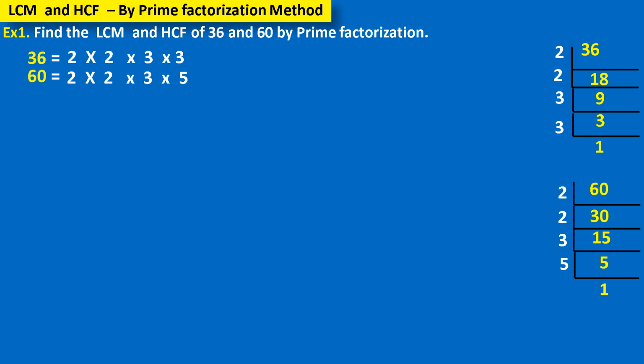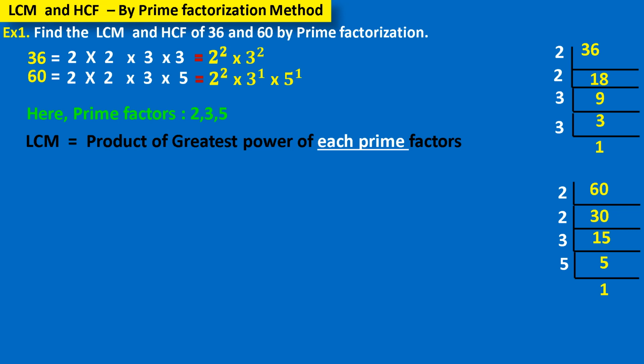And 36 we express in exponential form. Here in the prime factorization, 2's are 2, 3's are 2. That's why 2 square into 3 square. 60 we can express in exponential form. 2's are 2, 3 is 1, 5 also 1. That's why 2 square into 3 to the power of 1 into 5 to the power of 1. Now here the prime factors we have are only 2, 3, 5.